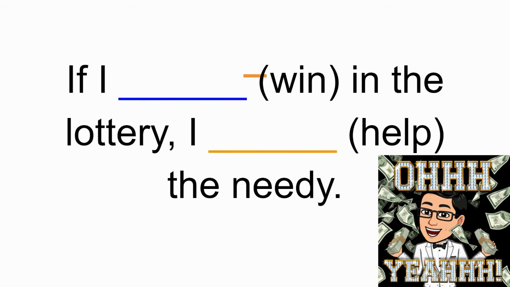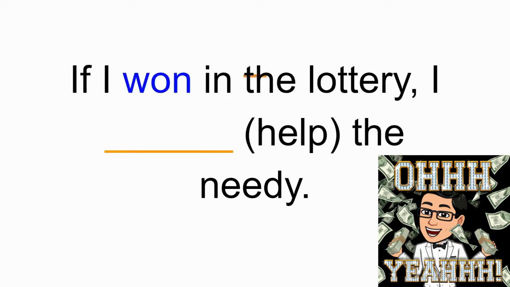Your task is to identify the correct form of the verb that you will use. If I blank win in the lottery, I blank help the needy. Now, what is the correct form of the verb that we will use in the if clause? Very good. The answer is won. The past tense of win is won. That is the formula in writing the if clause in the second conditional.